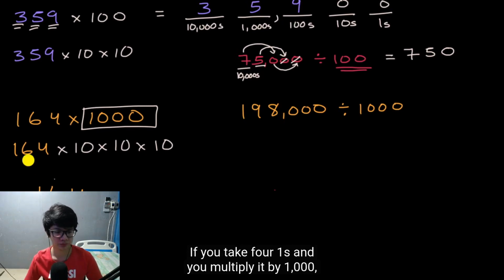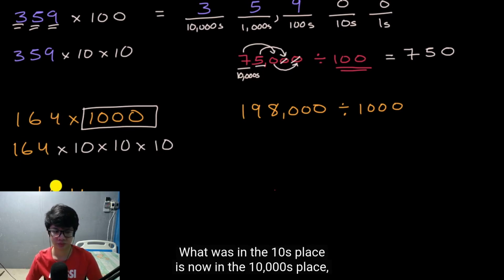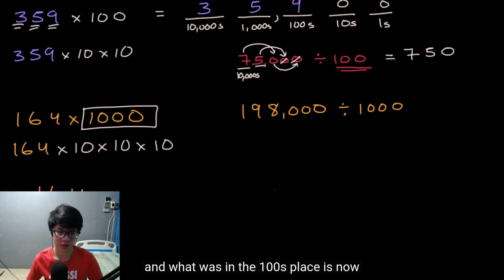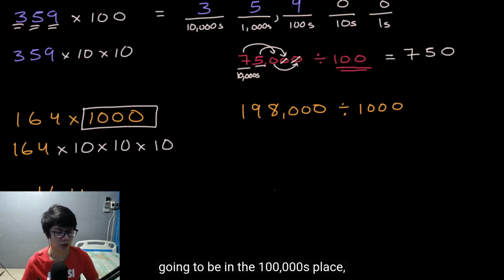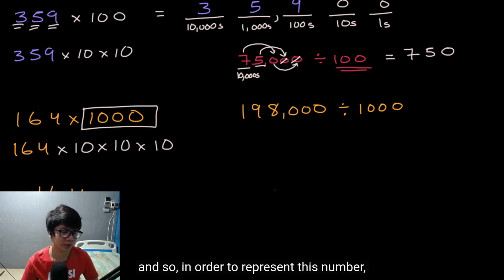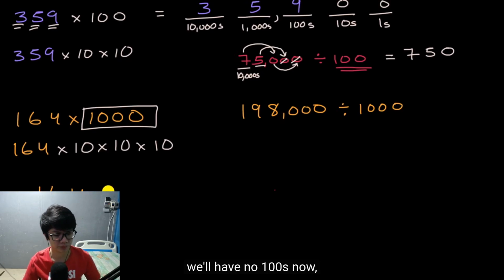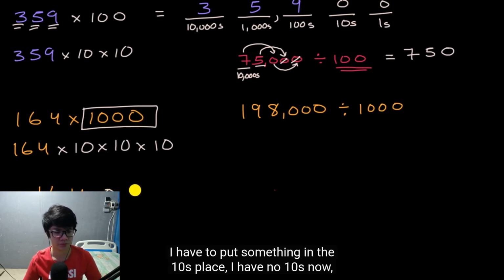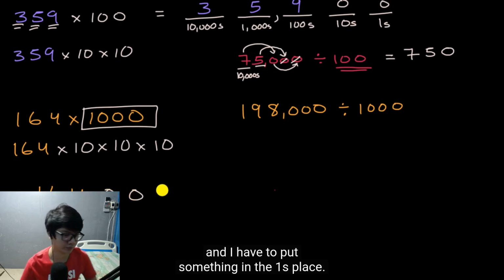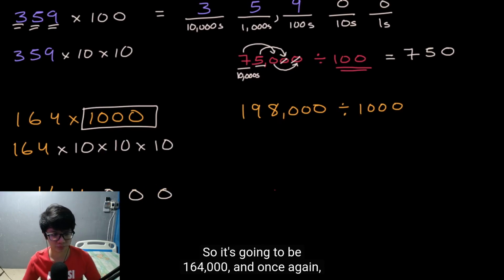And that makes sense. If you take 4 ones and you multiply it by 1,000, you're going to get 4 thousands. What was in the tens place is now in the 10,000s place. And what was in the hundreds place is now going to be in the 100,000s place. And so in order to represent this number, I have to put something in the hundreds place. Well, I have no hundreds now. I have to put something in the tens place. I have no tens now. And I have to put something in the ones place. So this is going to be 164,000.